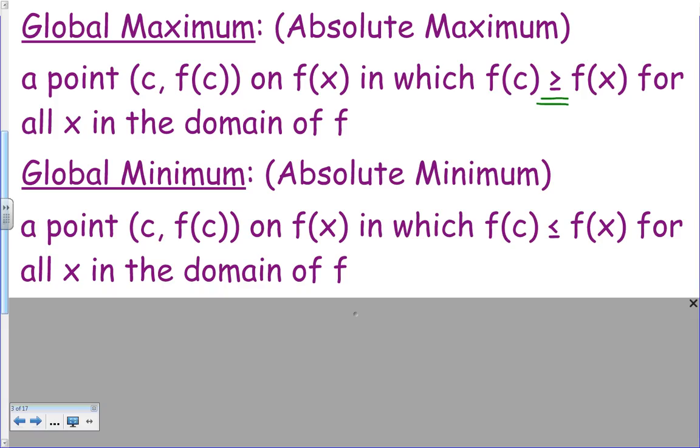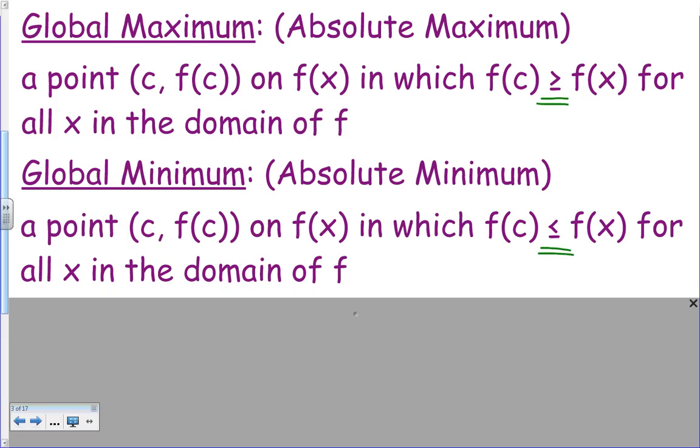Now your global minimum, or your absolute minimum, is a point (c, f(c)) on f(x), in which f(c) is less than or equal to, and again I'm going to underline that for us. That's not just less than, it's less than or equal to f(x) for all x in the domain of f. So once again, we have to look at the entire domain of the function and find the lowest point. That is called our global minimum.